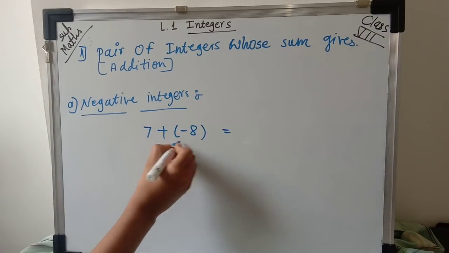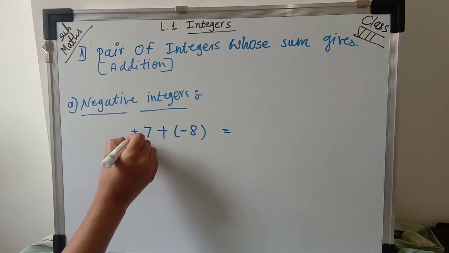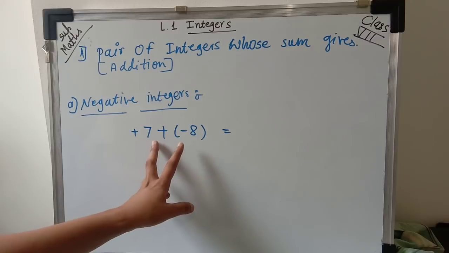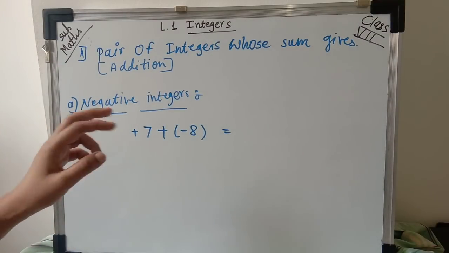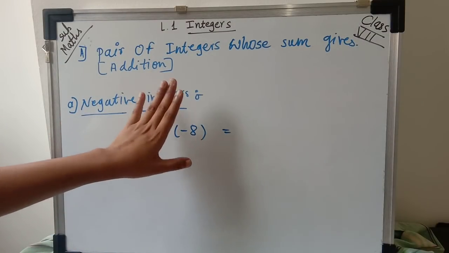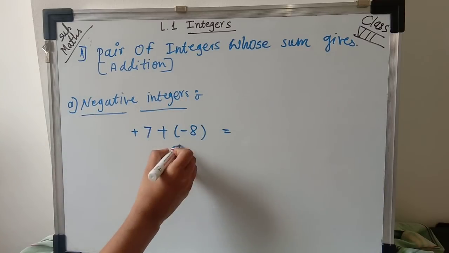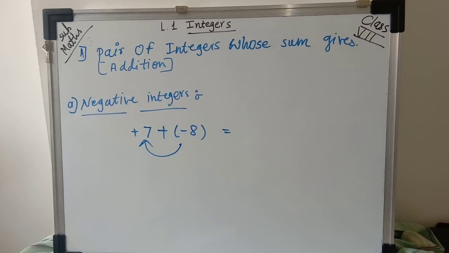Okay, two different integers are there, positive integers here and negative integers here. So when you are doing the addition of these two integers, remember whatever the negative integer is there, the negative integer of the whole number of that integer should be bigger than the positive integer.